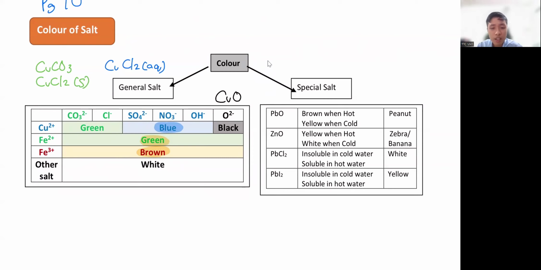Okay, other than that, all are white color salt. And also the special salt. You remember? Not sure if you still remember this or not. Don't worry, you can recall on time.